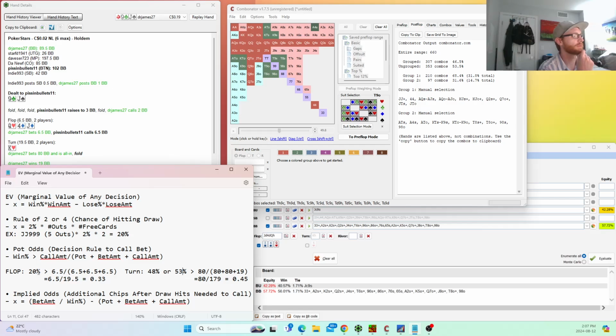So during the flop, which is right now, essentially, my outs, I did it up here, the rule of 2 or 4, essentially, for each street or free card, you get 2% for every out. So in my example, there's 2 jacks and there's 3 nines, giving me 5 outs times 2% times 2 is 20%. So in this situation, my win percent is 20%. Is that greater than 0.33, which is 6.5 divided by 19.5? And the answer is no.